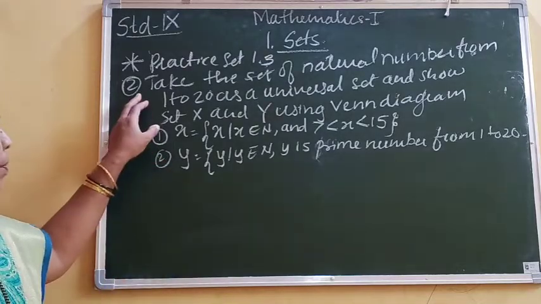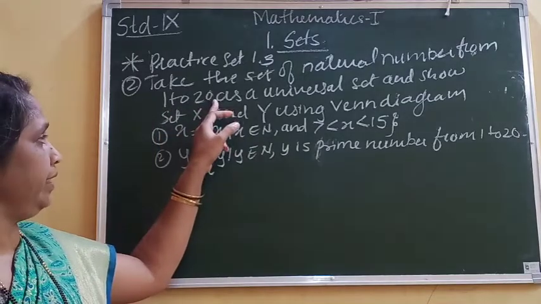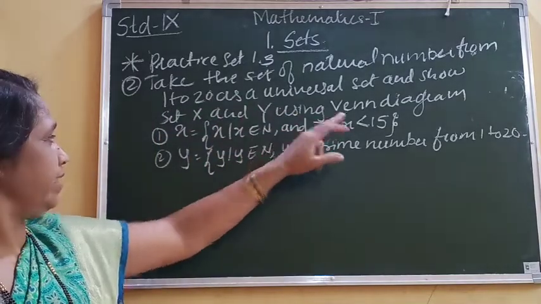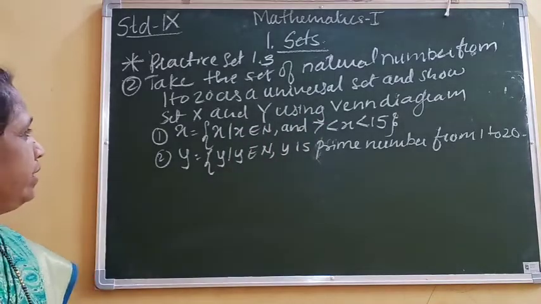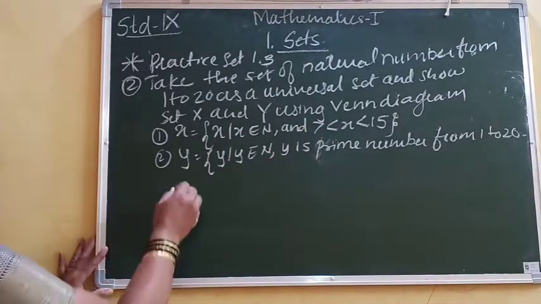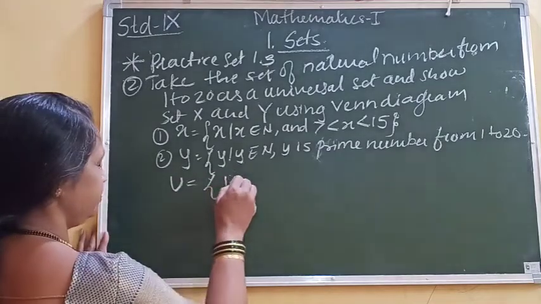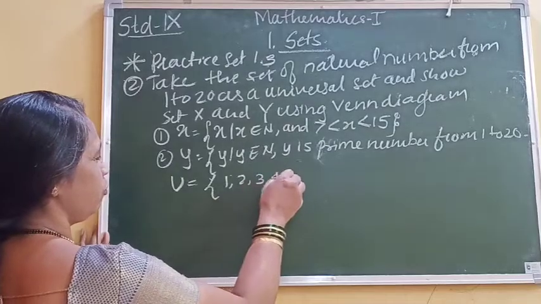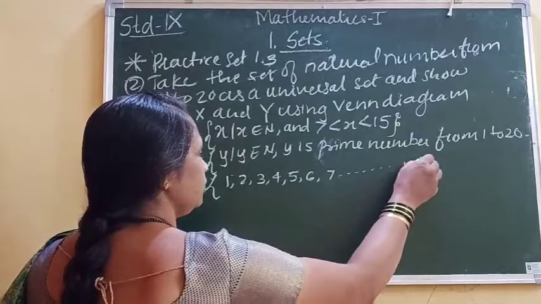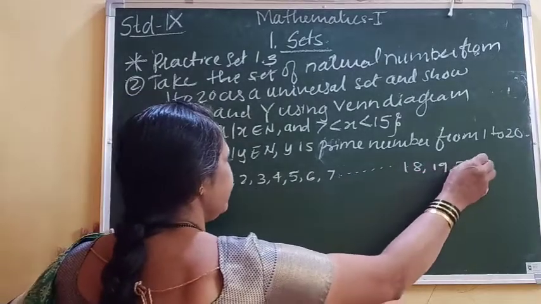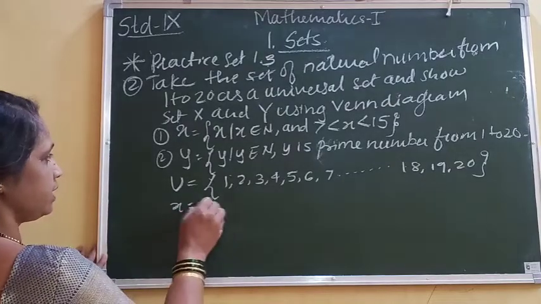Now see the second example. Take the set of natural numbers from 1 to 20 as a universal set and show sets X and Y using the Venn diagram. Now take a set of natural numbers. Means U is a set of natural numbers from 1 to 20.